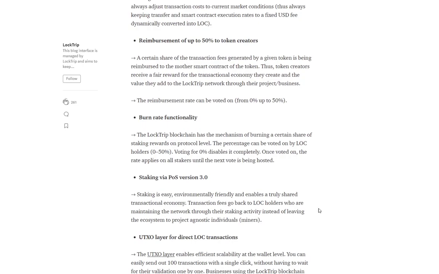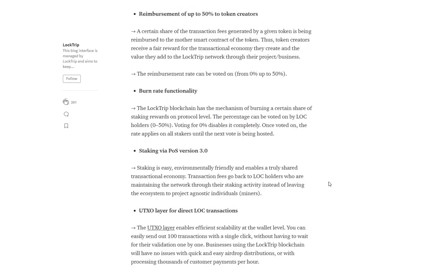They have a burn rate functionality. So the Locktrip blockchain has a mechanism of burning a certain share of staking rewards on protocol level. The percentage can be voted on by LOC holders. Voting for 0% disables it completely. Once voted on, the rate applies to all stakers until the next vote is being hosted.